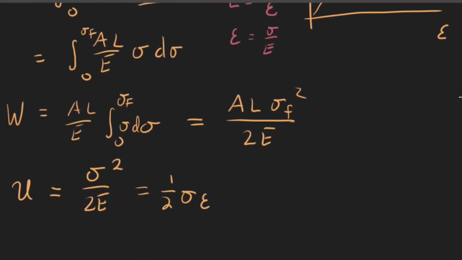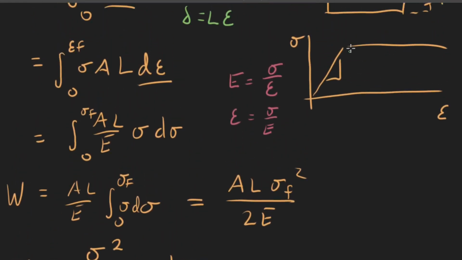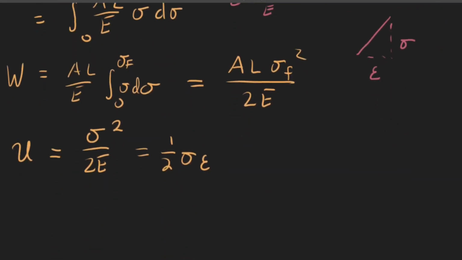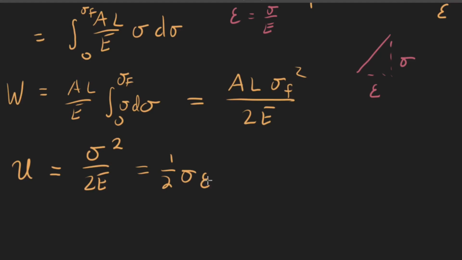And since we assume that we are in the linear region right here, we basically have the area under this line right here, which is a triangle, right? So it'll look something like this. Well, this is our line, and then this will come down. So the horizontal length right here is epsilon, the vertical length is sigma. So the area is equal to 1/2 sigma times epsilon, which is exactly what we see right here.